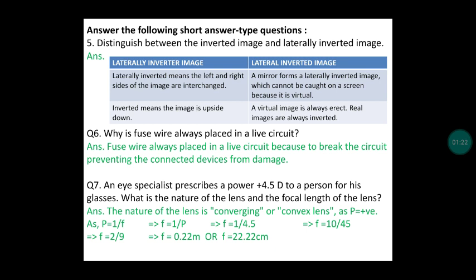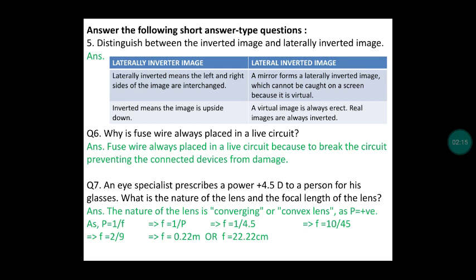Distinguish between the inverted image and the laterally inverted image. In a laterally inverted image, the left and right sides of the image are interchanged. A mirror forms a laterally inverted image which cannot be caught on a screen because it is virtual. In an inverted image, the image is upside down. The virtual image is always erect, and real images are always inverted.